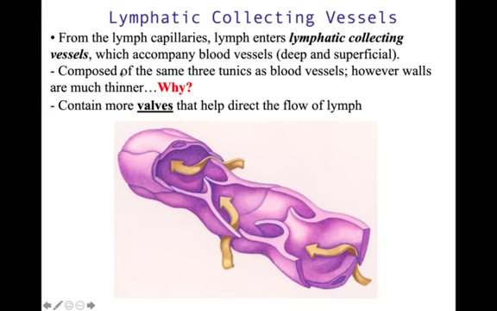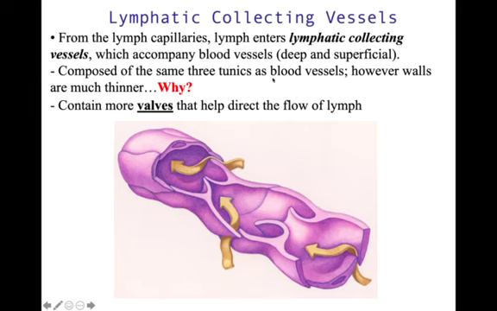They're composed of what? Well, the three tunics that make up your blood vessels. What are the names of the three tunics? Well, we have a tunica intima, which would line the lumen of your lymphatic collecting vessels. We have a tunica media, which consists of smooth muscle, so we can have constriction or dilation. And then the outer layer we call the tunica externa or the tunica adventitia.